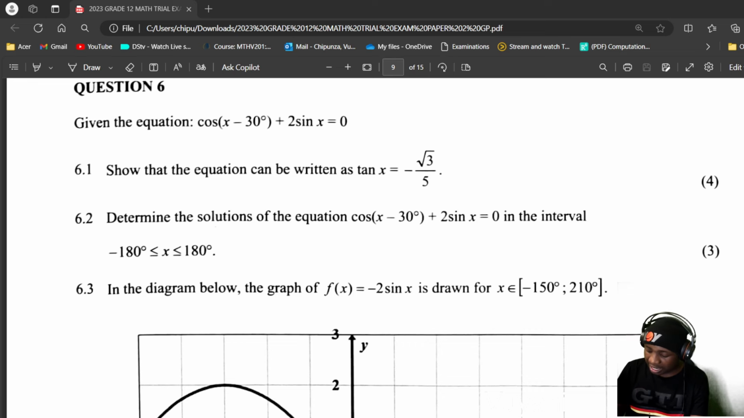We know that this is for tan, so that would be the arctan of negative root 3 over 5 plus, of course, 180 degrees times k, where k is an element of the integers. Then we calculate there using our calculator. I'm getting two angles over there. I'm getting my reflex angle, which is 19.11. Let me see.